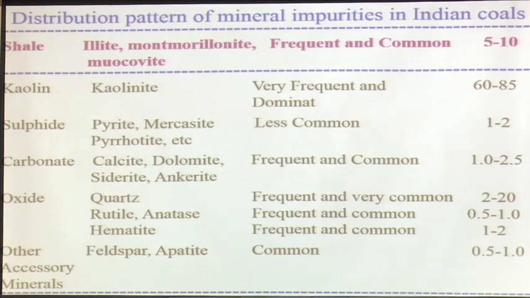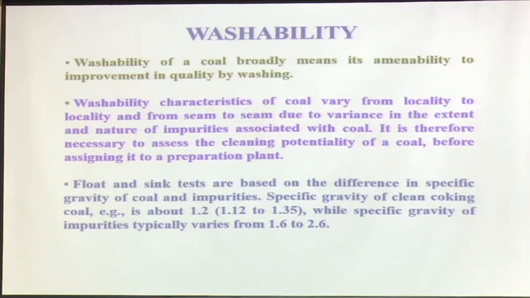Normally you get that, and that is the problem with our Indian coal: these clays are very fine materials. So, for liberation, the size becomes finer and finer. Okay. And they are intermixed with the matrix of my carbon and all that. That is the typical problem with our Indian coal. Then we can have sulphides, carbonates, oxides and other accessory minerals in my ash forming materials.